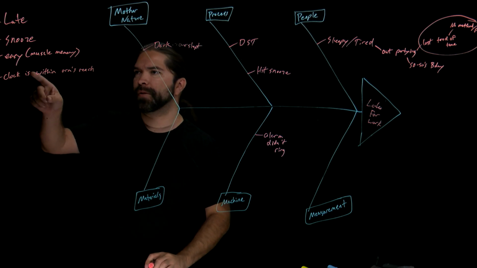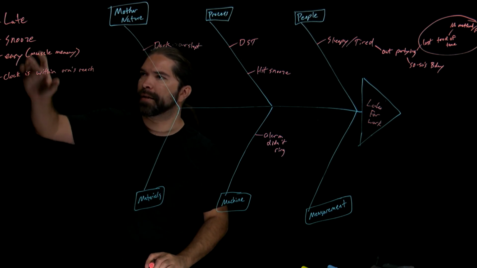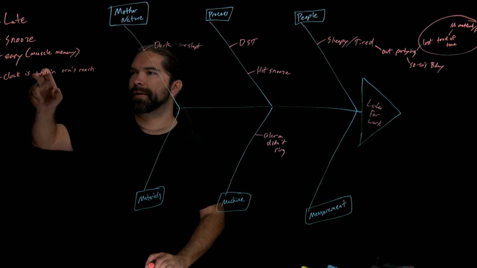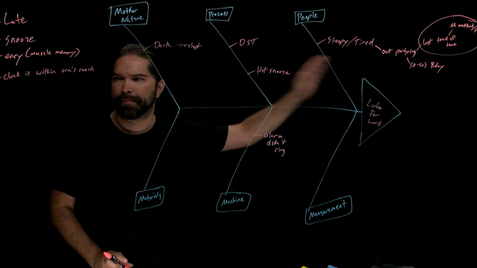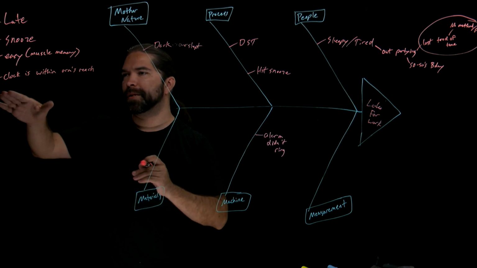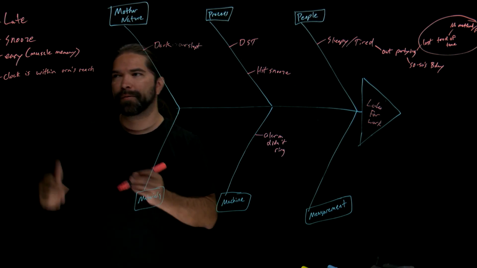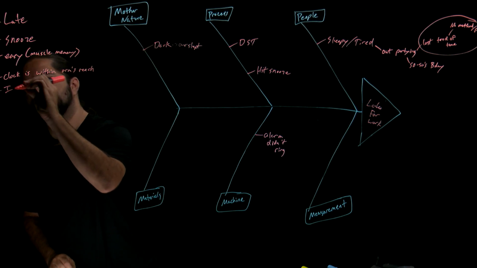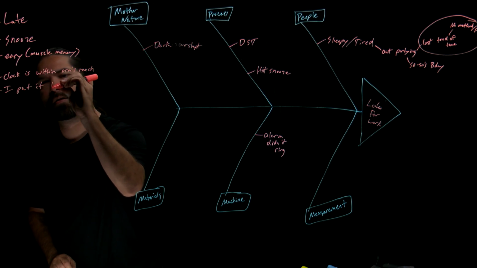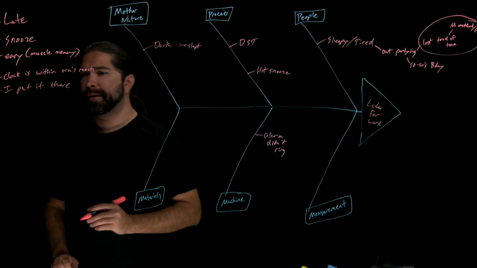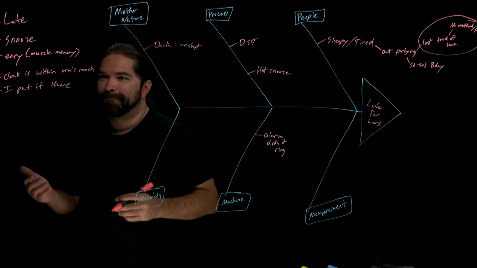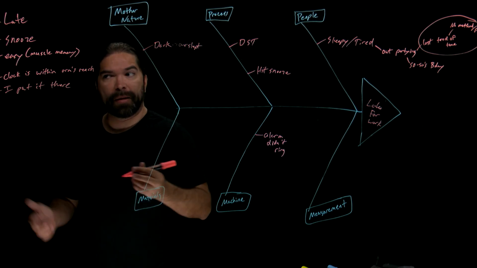Okay, so if we're looking at this one, we're saying it's easy to hit snooze, and that's why I'm late. Why is it easy to hit snooze? Well, because it's right here. This might be something that I can do something about. So why is the clock within arm's reach? Well, because I put it there. Why did I put it there? We can keep asking why. It just seemed like the right place to have it, right?